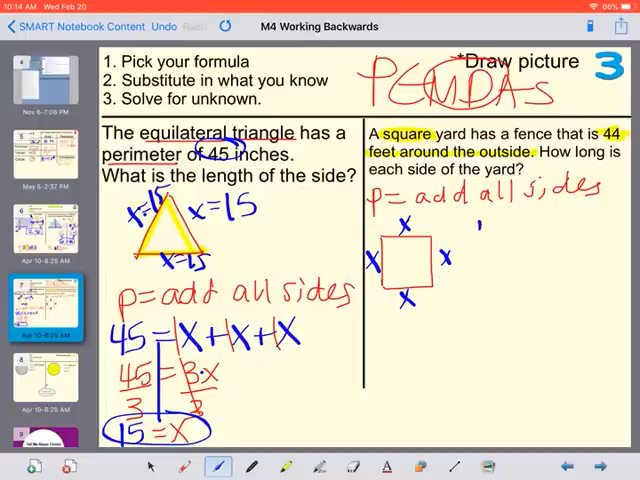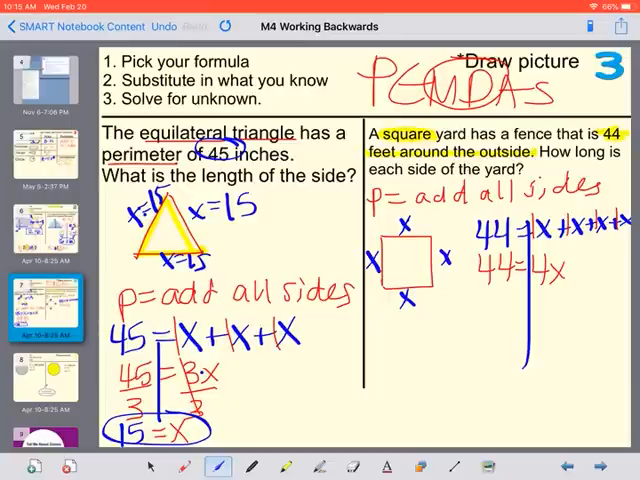So our perimeter equals 44. So we have 4 x's, x plus x plus x plus x will give us a total of 44. So we know, just like the last one, that's really 4 x's altogether if we combine our like terms. And we just need to solve this now. The opposite of multiplying by 4 is dividing by 4. 4 divided by 4 is just 1. And 44 divided by 4 will give us 11.